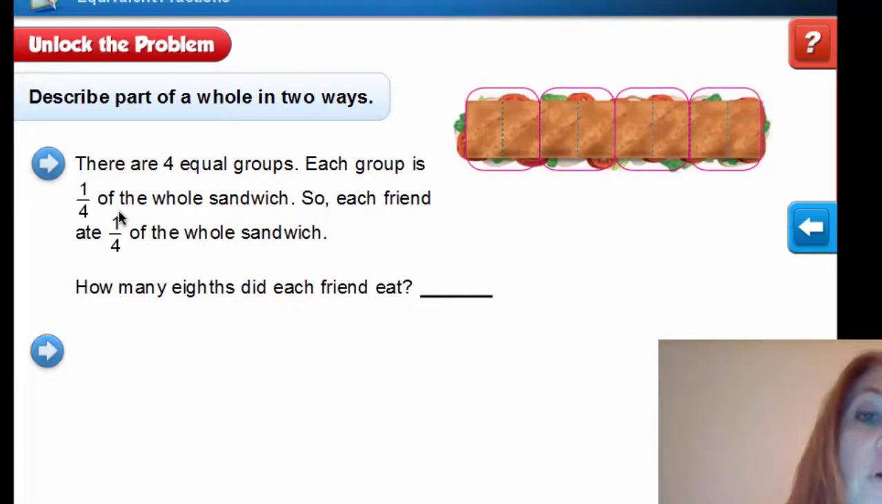All right, there are 4 equal groups. Each group is 1/4 of the whole sandwich. So each friend ate 1/4 of the whole sandwich. How many 8ths did each friend eat? How many 8ths are in 1/4 of the sandwich? 2 8ths, right? Good job.